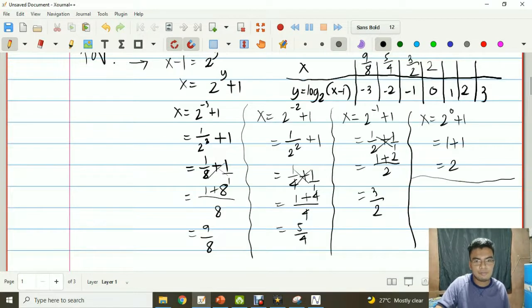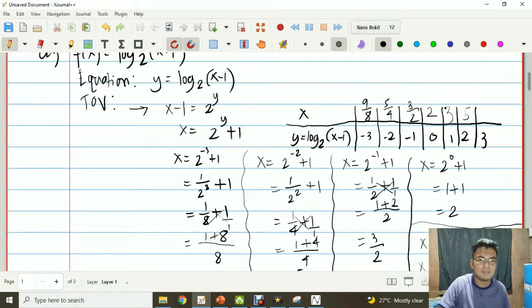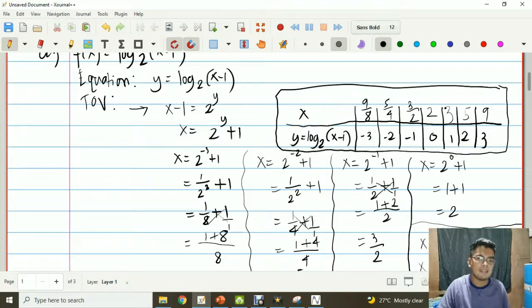If y is positive 1, then this will be 2 raised to 1 plus 1. So, 2 raised to 1 is 2. 2 plus 1 is 3. So, our answer here is 3. And if y is 2, then 2 squared plus 1. 2 squared is 4. 4 plus 1 is 5. And if y is 3, then 2 cubed is 8. 8 plus 1 is 9. So, this is our table of values for item A.